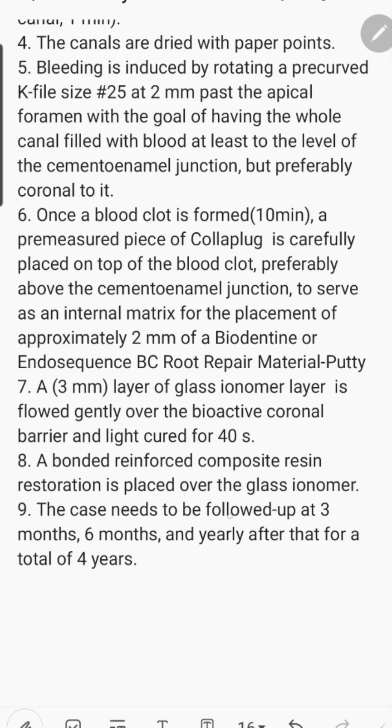The case needs to be followed up at 3 months, 6 months, and yearly after that for a total of 4 years.